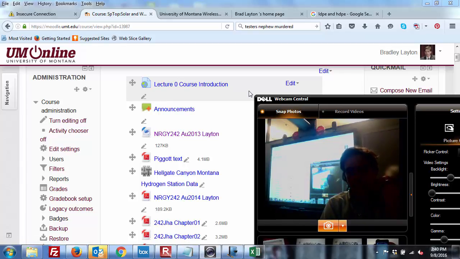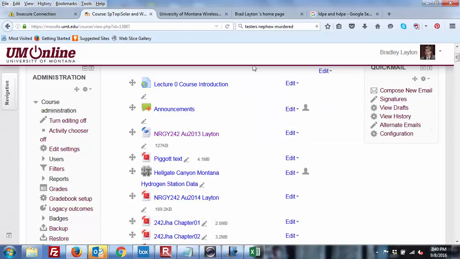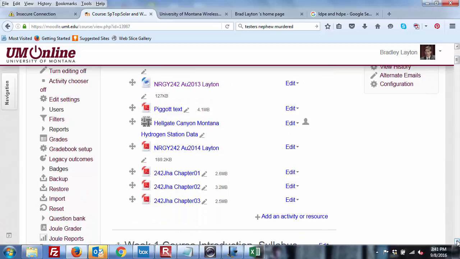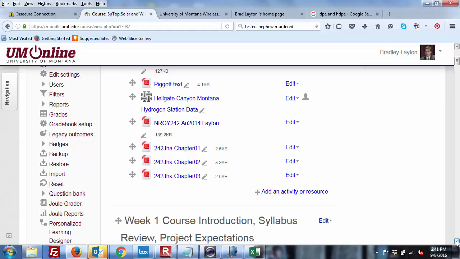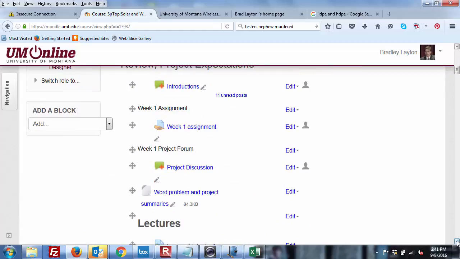syllabus. So take a look, if you will, at the Piggott text. This is sort of the low-tech wind turbine text, if you will, and here's JA. That's sort of the high-tech wind turbine text. So a little more math, some more equations. The first 3 chapters are there for you, so go ahead and buy those books. If not, I've got some of the relevant material there for you.